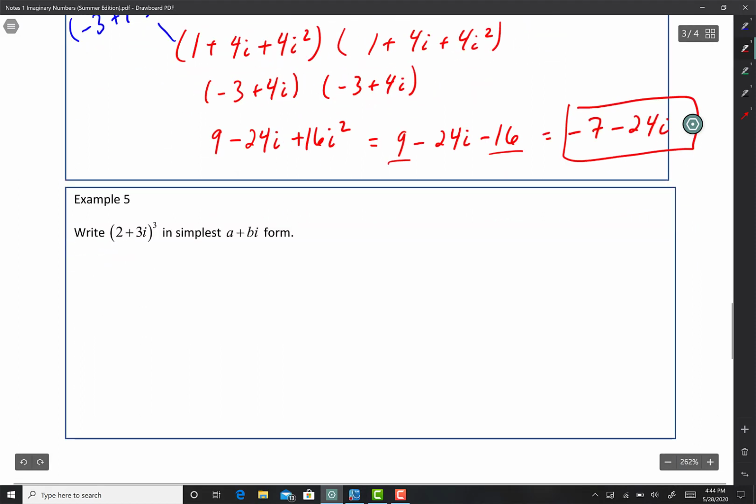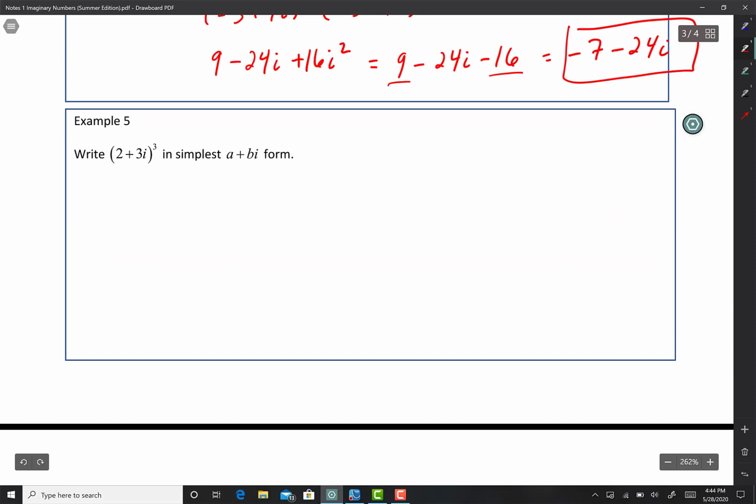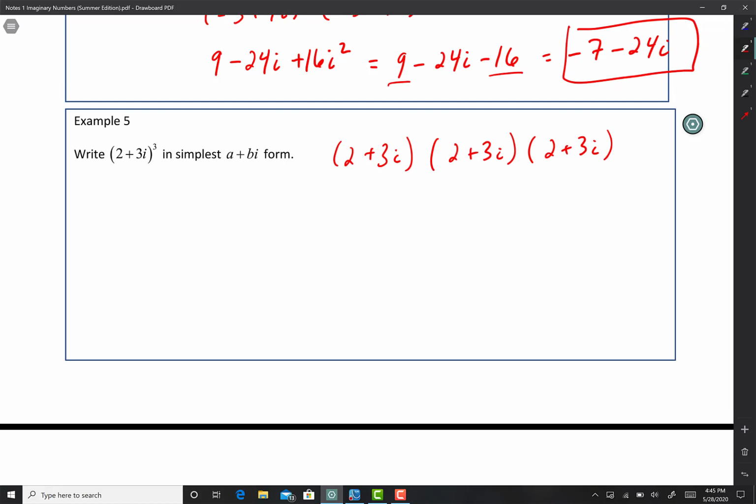And so here's another one. I raised this one to the 3rd power because we need to have an odd one as well, right? You're going to do the same thing, guys. It's really going to be the same. You're going to write 2 plus 3i, and then 2 plus 3i, and then 2 plus 3i. That's what that 3rd power means. It means that we take 2 plus 3i and multiply it by itself 3 times.